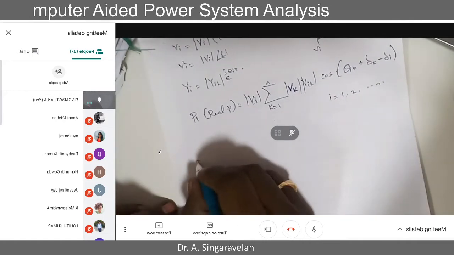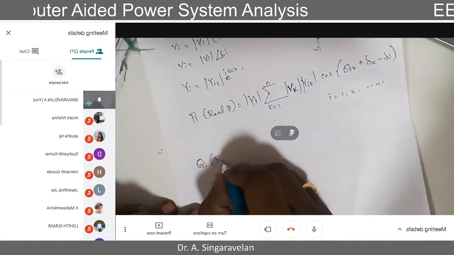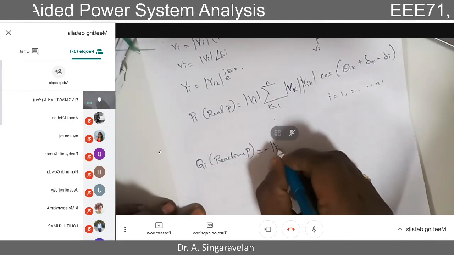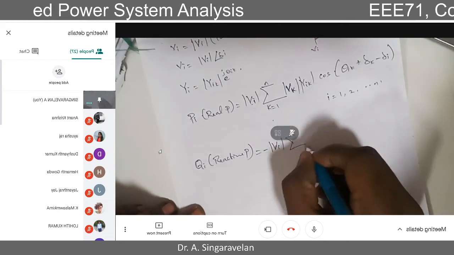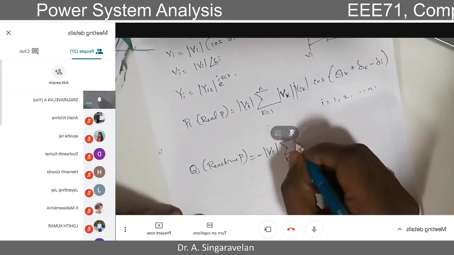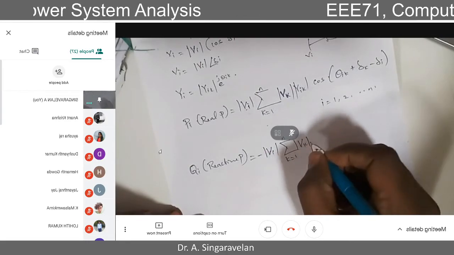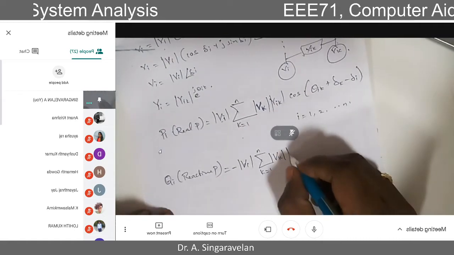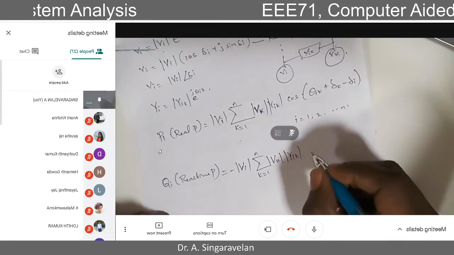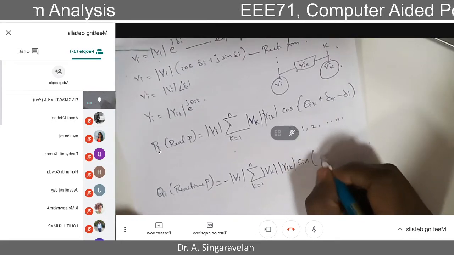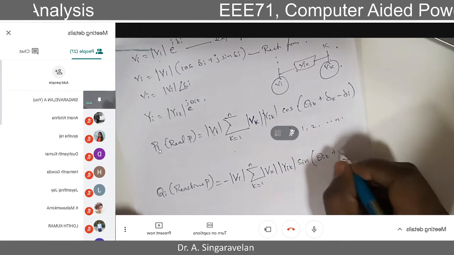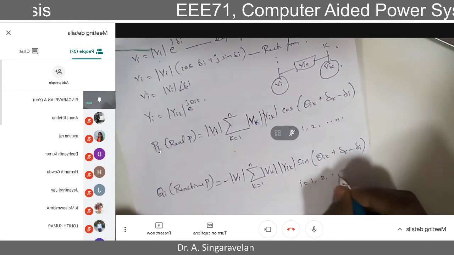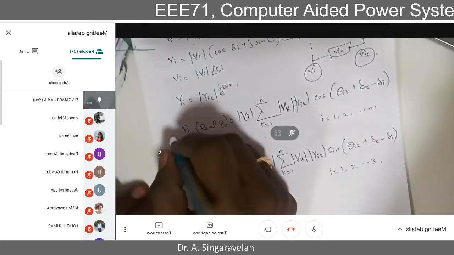And then Qi, the reactive power, is nothing but minus Vi times the summation of k equal to 1 to n of Vk, Yik, sin of (theta ik plus delta k minus delta i), for i equal to 1, 2, 3 and so on. Very, very important.